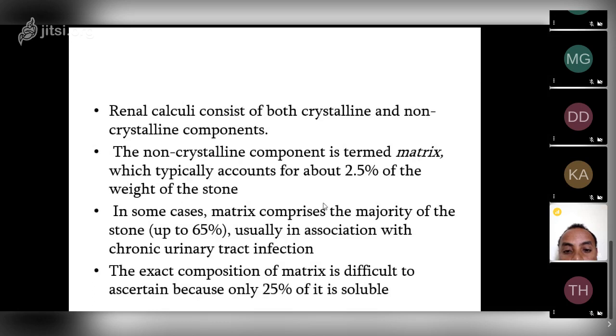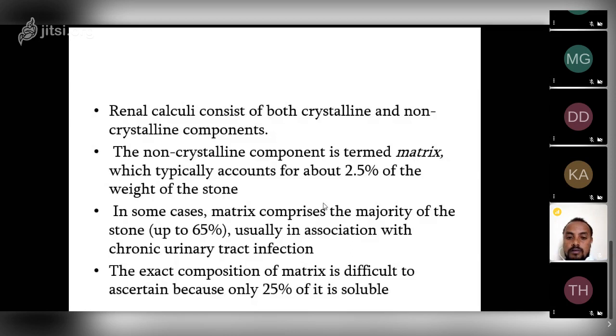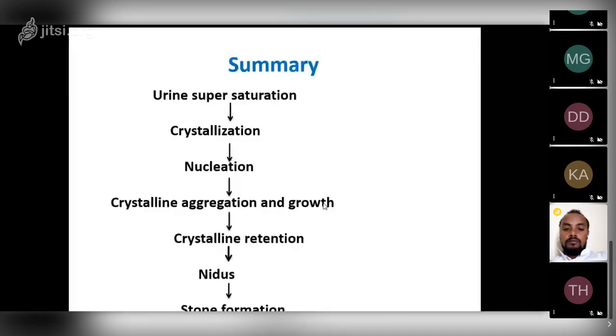Renal calculi consist of both crystalline and non-crystalline components. The non-crystalline component is termed the matrix, which typically accounts for about 2 to 2.5% of the weight of the stone. And in some cases, the matrix comprises the majority of the stone, up to 65%, usually associated with chronic urinary tract infections. And the exact composition of the matrix is difficult to ascertain because only 25% is solid.